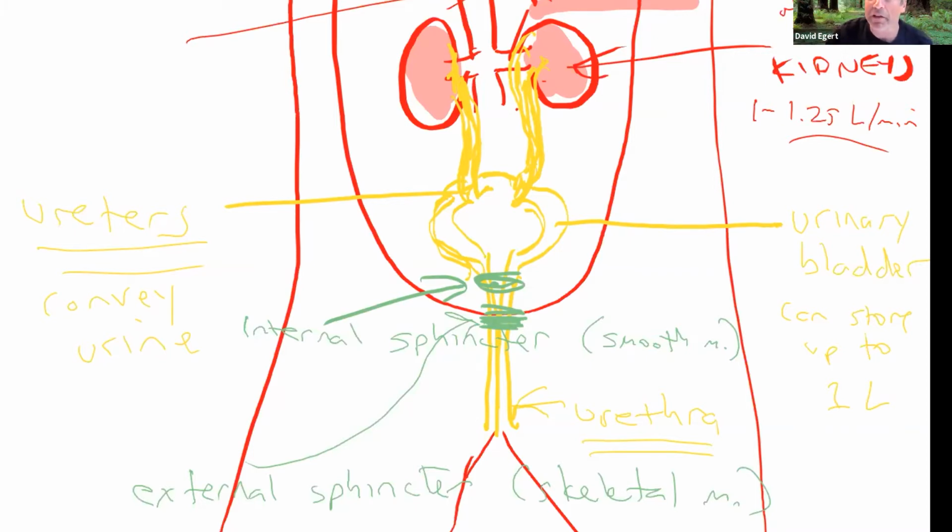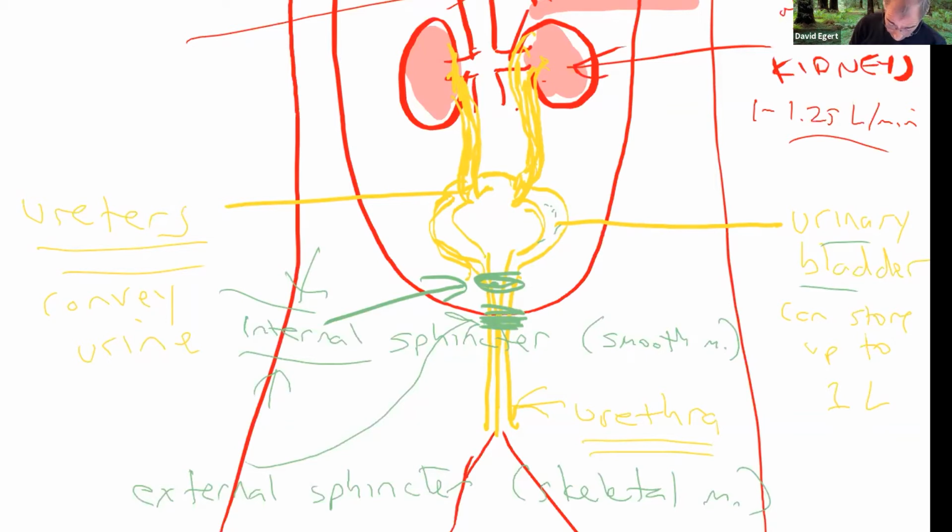Remember, a reflex arc. We have the stimulus is stretch of the urinary bladder. The response is relax the internal sphincter. So when the internal sphincter relaxes, you're going to feel pressure on the next level down. And that's going to be that urge to pee. It's like, oh, I got to pee.